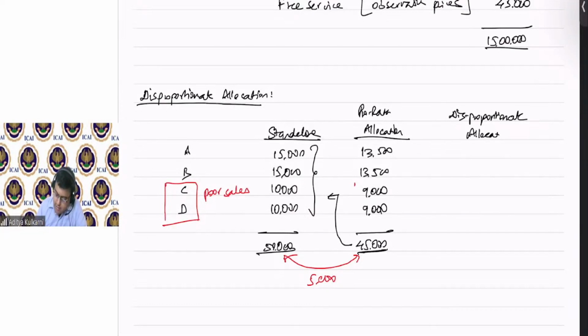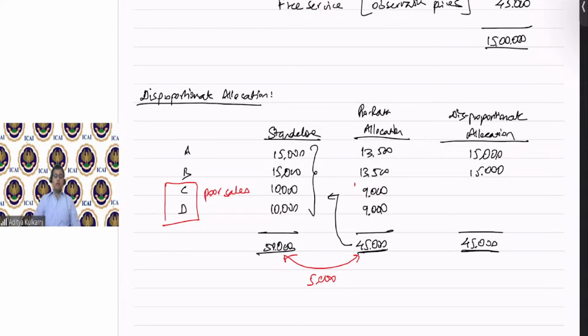Disproportionate allocation. How do I do this allocation? First of all, the total transaction price is how much? This is 45,000. Now, am I giving a discount to A and to B? The answer is no. So 15,000 and 15,000. Are we clear with this?